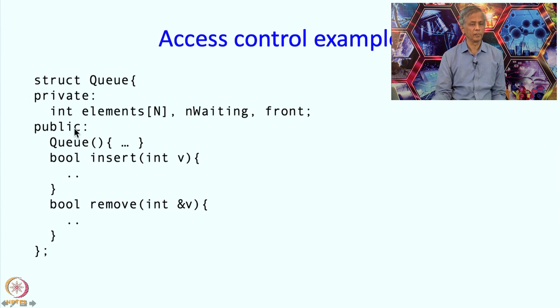That's it. If you have such a queue, then from your main program, you would not be able to say queue.elements. The compiler will say that this is a private member, and therefore you cannot access it. So you would be forced to use just these member functions.